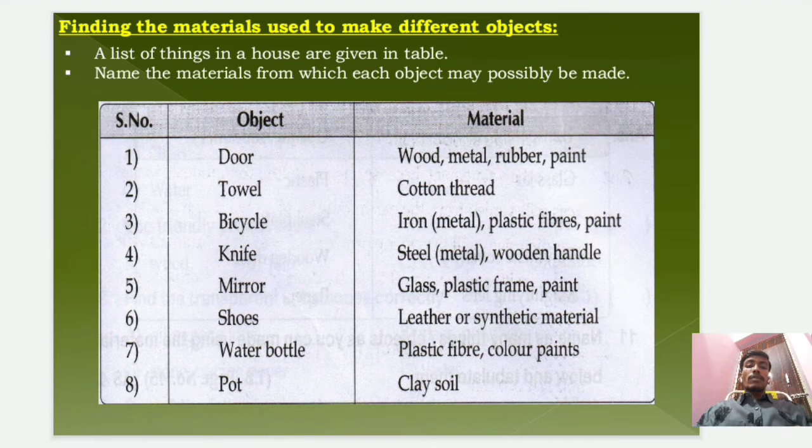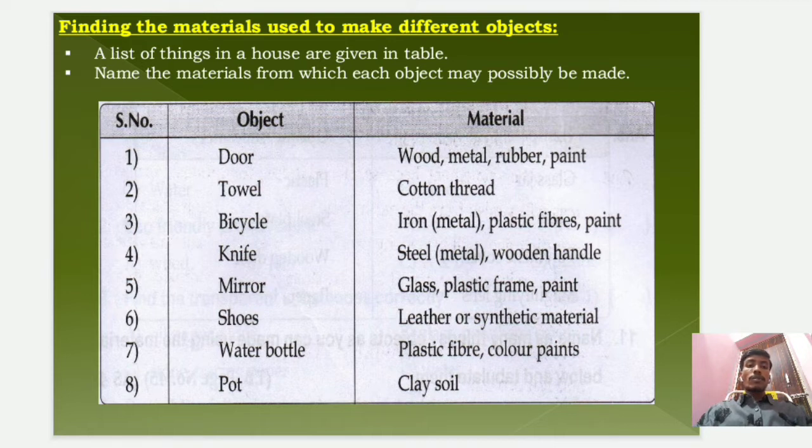Next, finding the materials used to make different objects. Here they are giving some materials and objects in the table. A list of things in a house is given in a table. Name the materials from which each object may possibly be made. So which materials are used to prepare the object. Here, the first object, door.